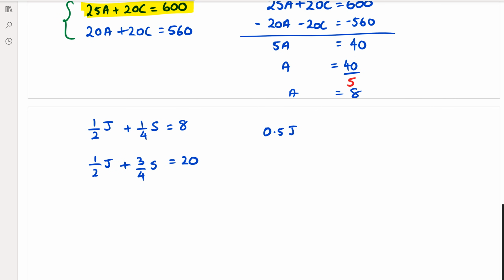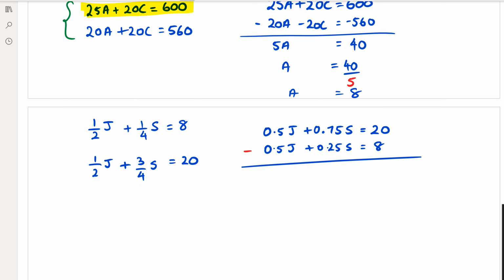I'm going to write 0.5J plus 0.75S equals 20, and then 0.5J plus 0.25S equals 8. Now 1/4 is 0.25, 3/4 is 0.75. And what I'm going to do is subtract this whole thing. So 0.5J minus 0.5J is just 0.